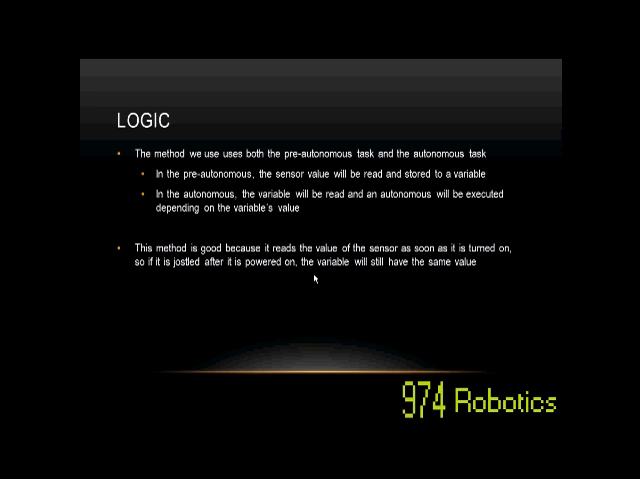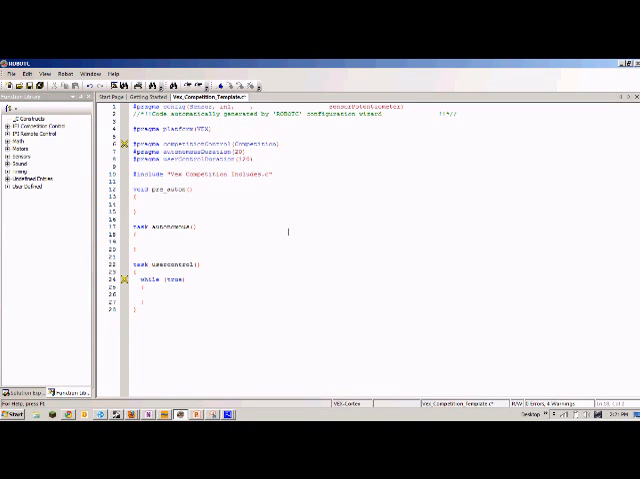We use this method instead of reading the sensor value just within autonomous, because it reads the value of the sensor as soon as the robot is turned on. So if the sensor value is changed after it's powered on, the variable will still have the same value. So I guess now all that's left is just to do some coding.